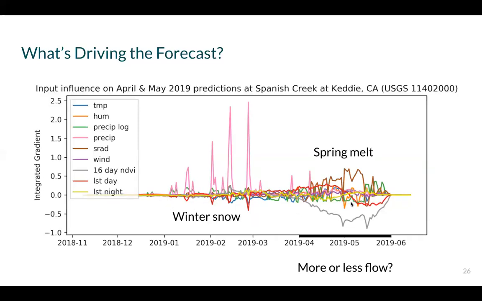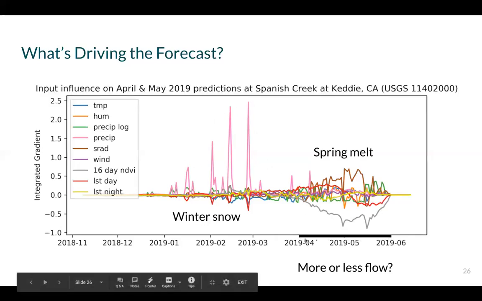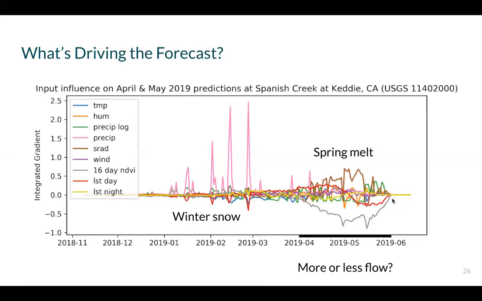When we look at these two patterns together, we can see that the model has learned to pay attention to precipitation falling during the winter when it's cold and store that precipitation up as snow, so that later it will have a very large positive influence on causing more discharge to come out during April and May. There are a few other lines here, which I won't fully interpret, but we can go through all of the different inputs with this type of plot.